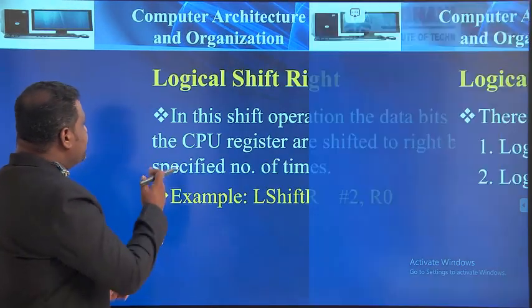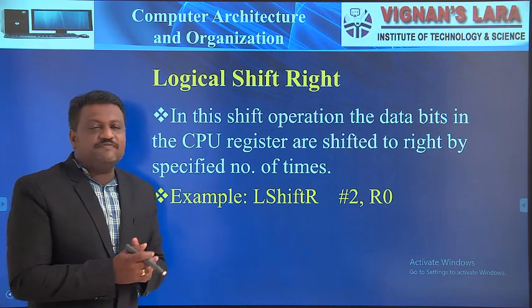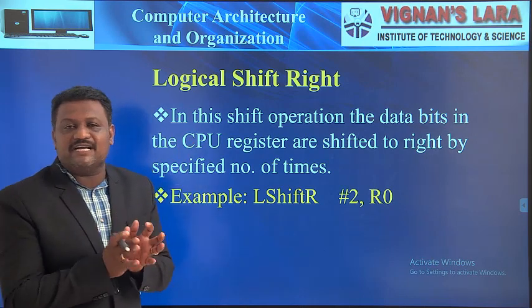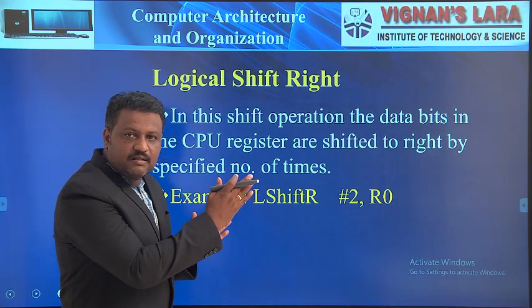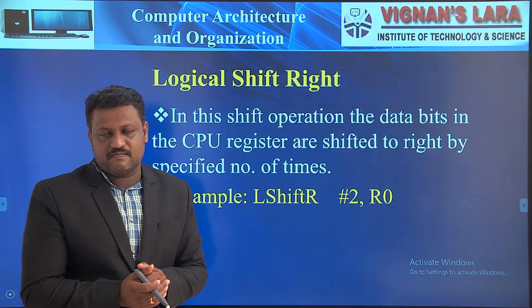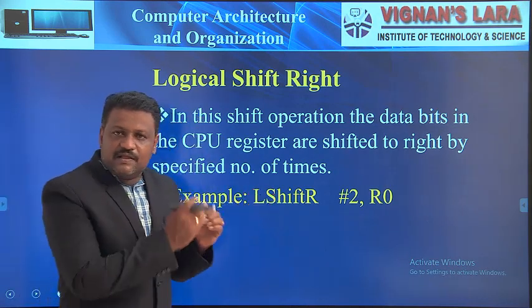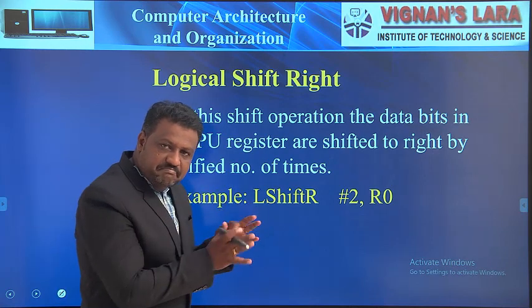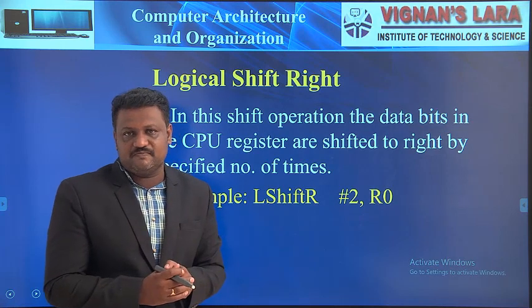So first I start my discussion with the logical shift right. In this logical shift right operation, what are the operands? I have a data. The data bits are shifted to the right side by n number of times, that means count number of times. I repeat, in this logical shift right operation, the data bits are shifted to the right side bit by bit n number of times, or count number of times.